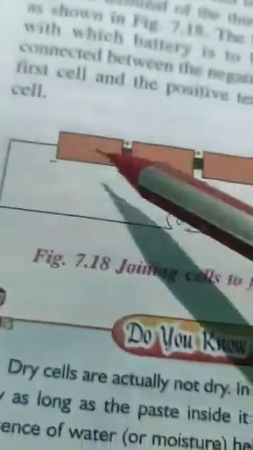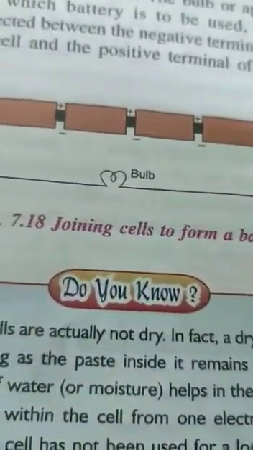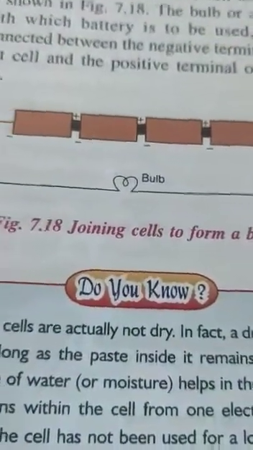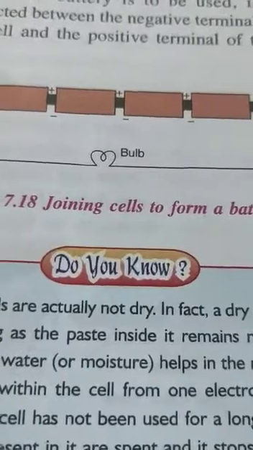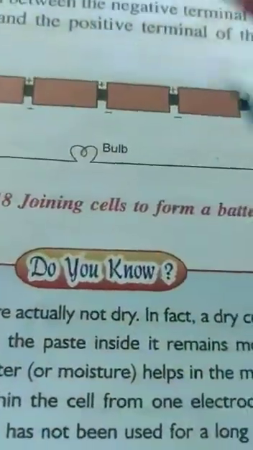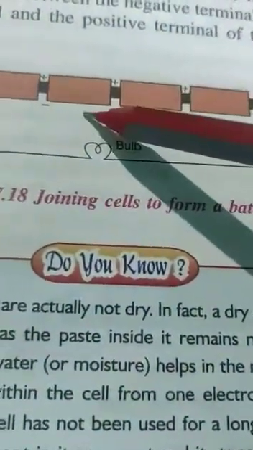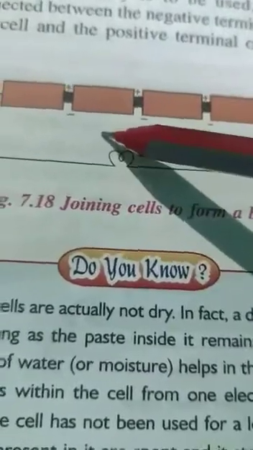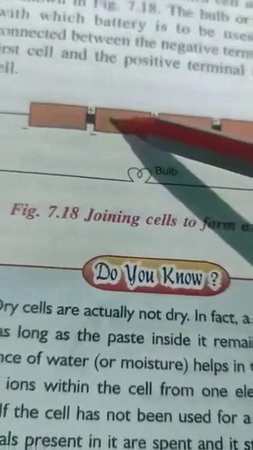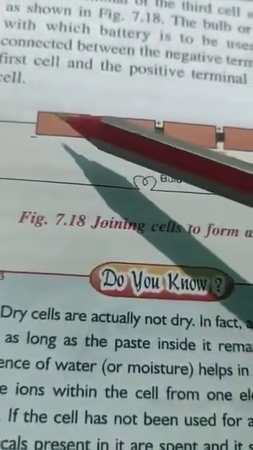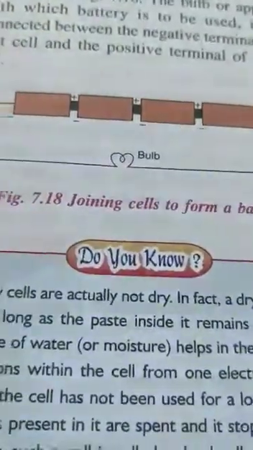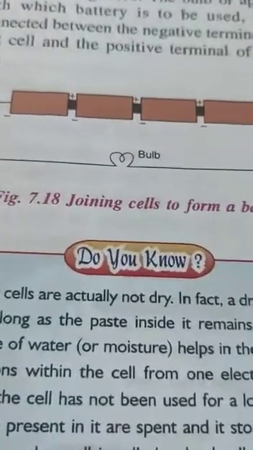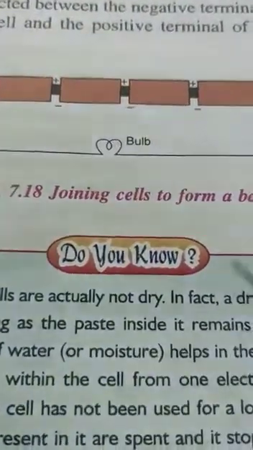And what is a battery, children? Group of 2 or more cells. Okay, but battery is what? Battery is a group of 2 or more cells. It is called a battery. A battery is used where we require more electricity. If we require more electricity, we will connect 2, 3, 4 batteries, then we can use more electricity through it.